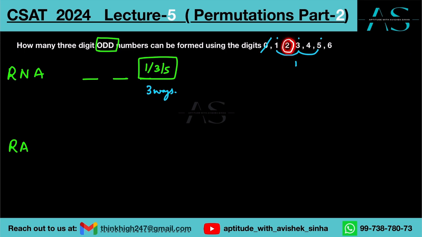You can place here 2 or 4 or 6 or let's say 5 or 3. How many? 1, 2, 3, 4, 5, 6, 7 options we have. 0 is taken out, so 1 is taken out, and out of these 3, 1 is also taken out. So we have got 5 options. So in 5 ways we can fill the first spot.